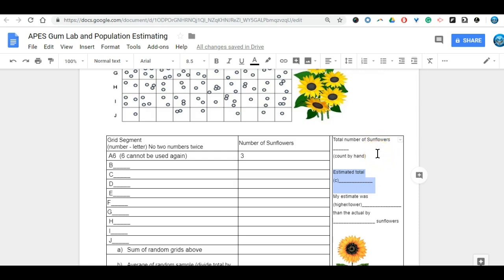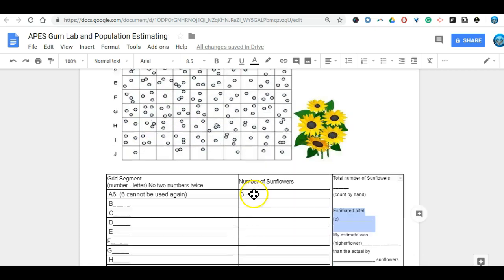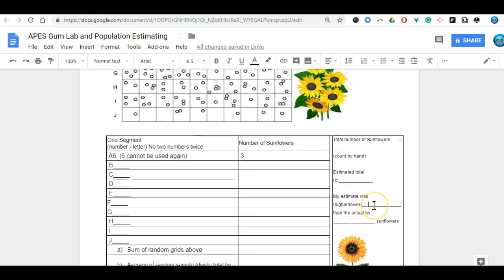Now you need to count the sunflowers by hand. So go and find out how many sunflowers are in the grids. Right here, all I need you to tell me is whether your estimated number was higher or lower than the actual, and by how many. So say it was higher by 30 sunflowers or lower by 20 sunflowers, whatever it happens to be. But again, different people, like I said, selected totally random squares.